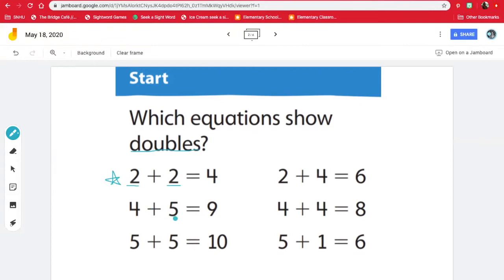4 plus 5 equals 9. While the equation is correct, 2 of the addends would need to be the same. But we can see that 5 plus 5 equals 10 is the same, and 5 and 5 is a doubles fact. 2 plus 4 equals 6. That is correct, but 2 and 4 are not the same number. But 4 plus 4 equals 8, and 4 and 4 as addends is a doubles equation. And 5 plus 1, those numbers aren't the same. While the equation is true, this is not a doubles fact because the addends are not the same number.